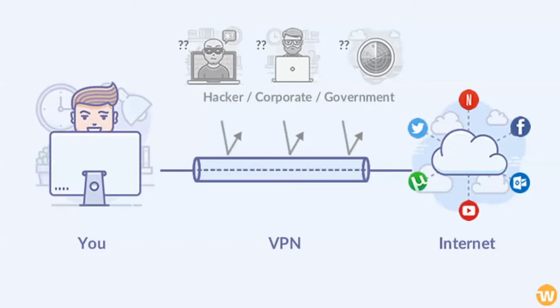In this picture, as you have said, if you don't use a virtual private network, the information passed from you to the social network or internet can be seen by hackers, corporates, or government, as shown in the image. But if we use a VPN, these hackers or other third persons cannot see the information passing between you and the internet, right? Yes, exactly.